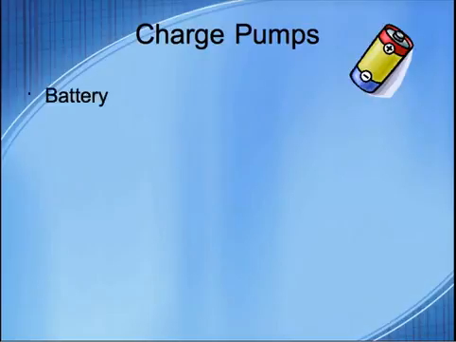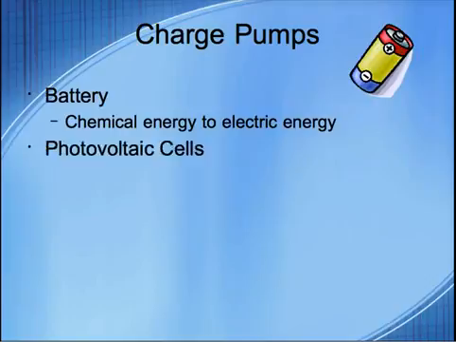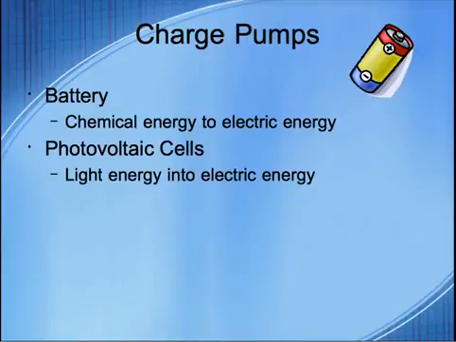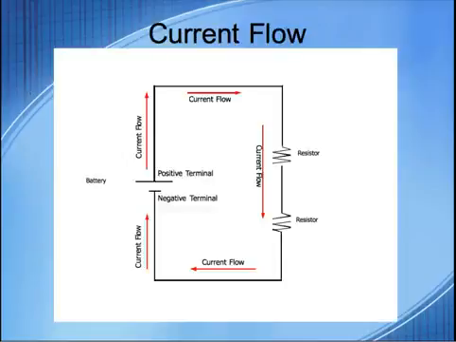Well, what's a charge pump? Batteries are charge pumps. They're converting chemical energy into electrical energy. Photovoltaic cells, and think about the photo prefix there, it's talking about light energy being converted into electric energy. Generators are another type of charge pump, and they're taking kinetic energy to electric energy. So think about turning a turbine, whether it's by wind or water, steam kind of thing.